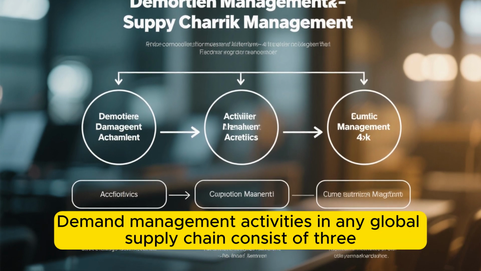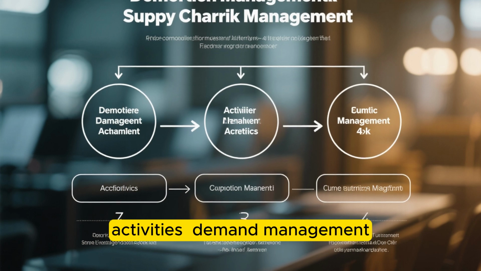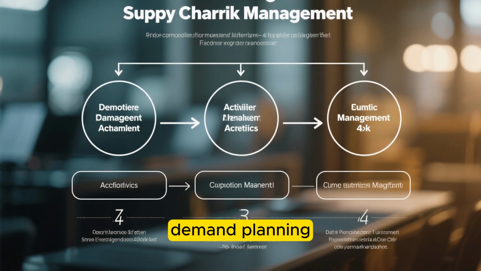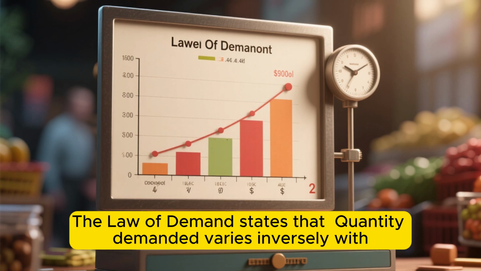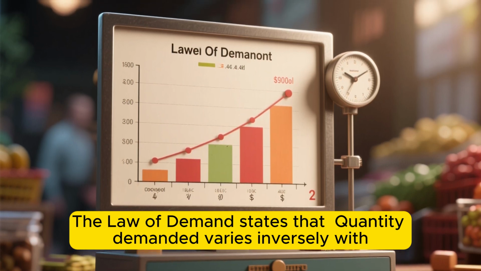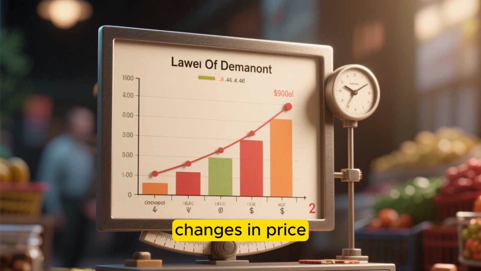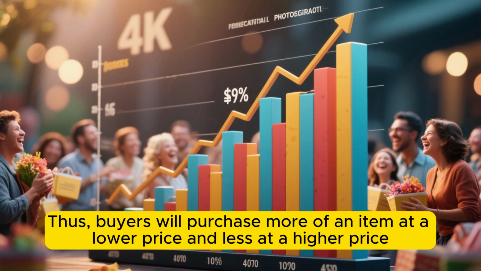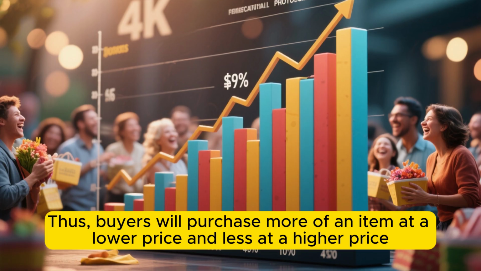Demand management activities in any global supply chain consist of three activities: demand management, demand planning, and sales forecasting management. The law of demand states that quantity demanded varies inversely, in the opposite direction, to changes in price. Thus, buyers will purchase more of an item at a lower price and less at a higher price.